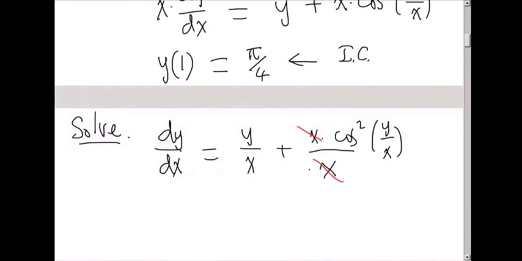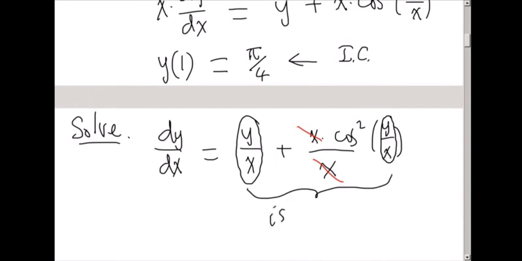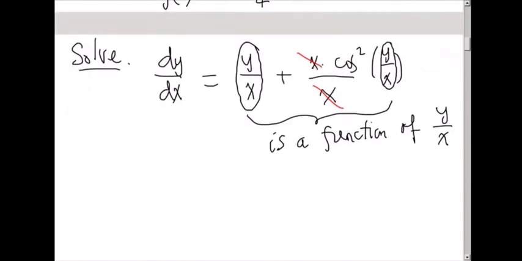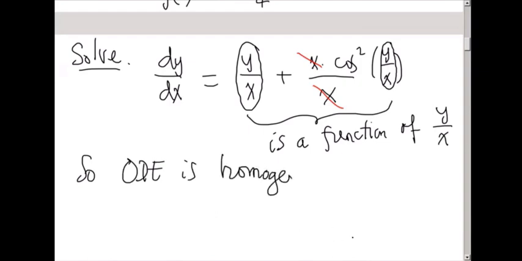So after doing this, we see that this is y over x, and this is cosine squared of y over x. What it means is the right-hand side here is a function of y over x. And because of this reason, the equation is a homogeneous equation. So our ODE is homogeneous.